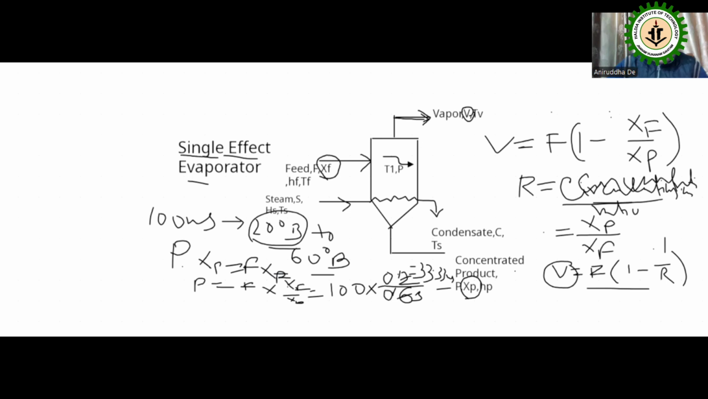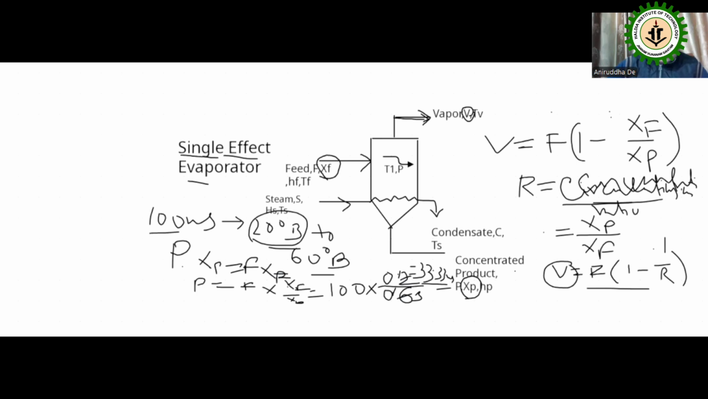And from here, if you have the product, you can get the vapor produced. How will you get it? Feed minus product will be the vapor. So 100 minus 33.33, that is 66.67 kg of vapor will be produced. Okay, all of you have understood how to calculate the amount of vapor or the amount of product.